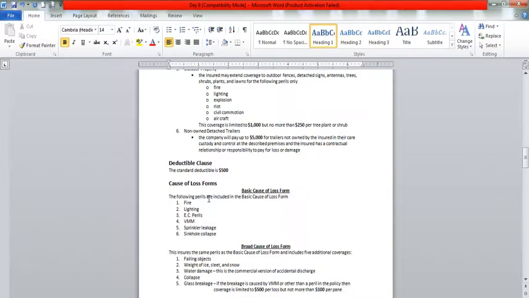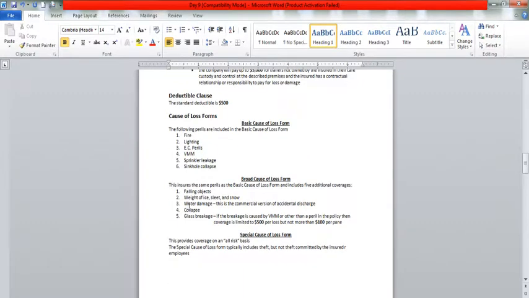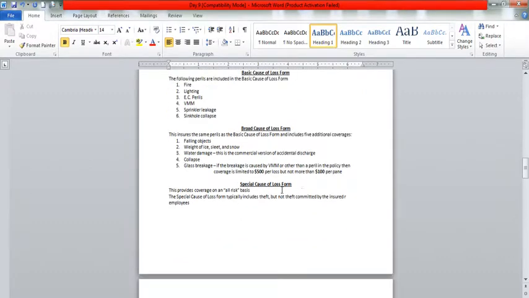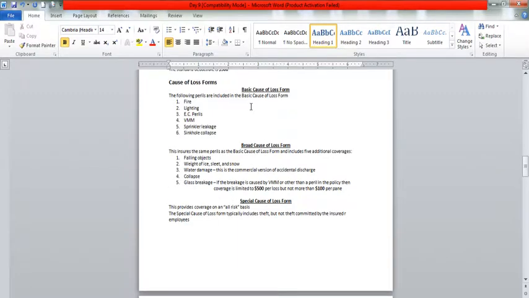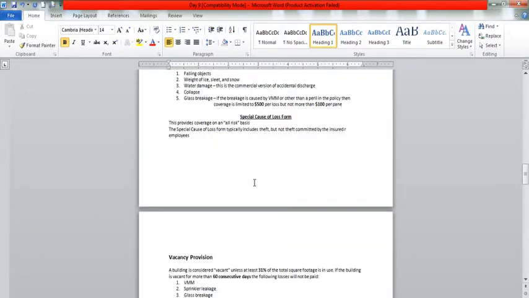The following perils are included in the basic cause of loss form. There are different perils that you're covered for, but there's always more you can add: fire, lightning, extended perils, vandalism and mischief, sprinkler leakage, sinkhole collapse. These are some of the basic cause of loss form. Broad cause of loss form adds falling objects, collapse, glass breakage, water damage, weight of ice. Special cause of loss form is basically all-risk basis. It adds more and more. So obviously, whichever one you have is going to cost more money. This is just the basics.